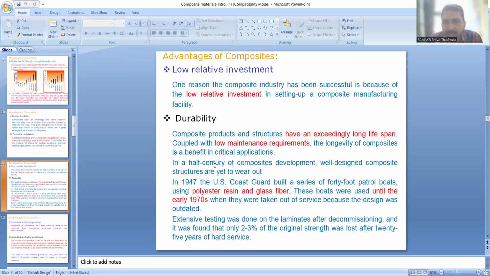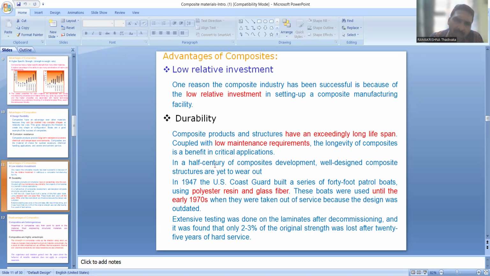In a half century of composites development, well designed composite structures are yet to wear out. In 1947, the US Coast Guard built a series of 40-foot patrol boats using polyester resin and glass fibers. These boats were used until the early 1970s, when they were taken out of service because the design was outdated. That is the best example of the durability of composite material.